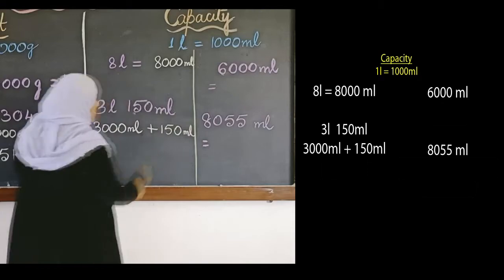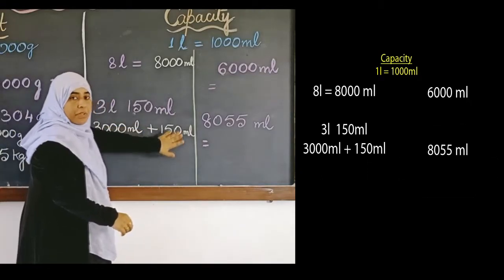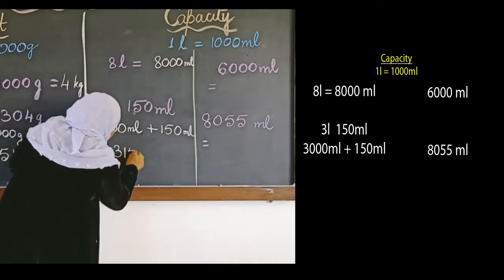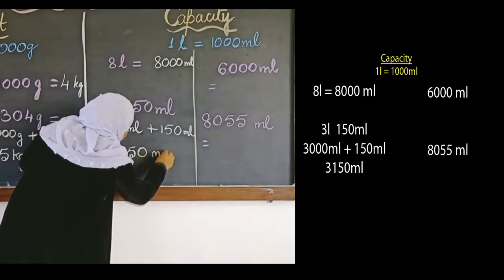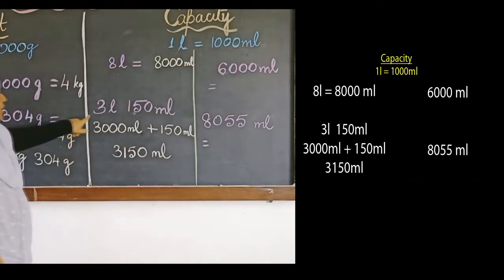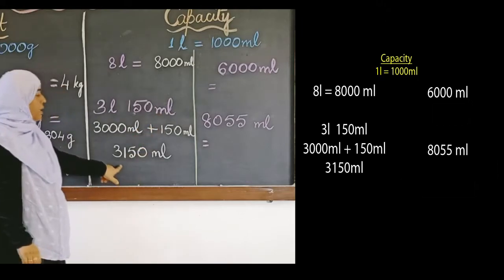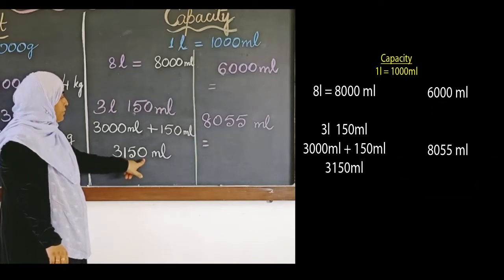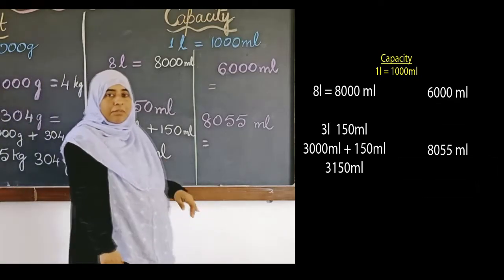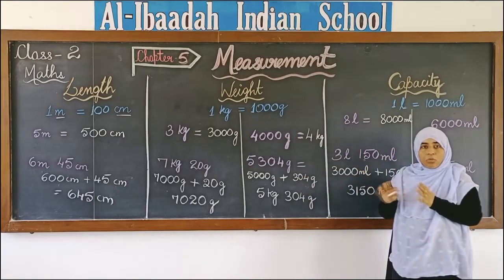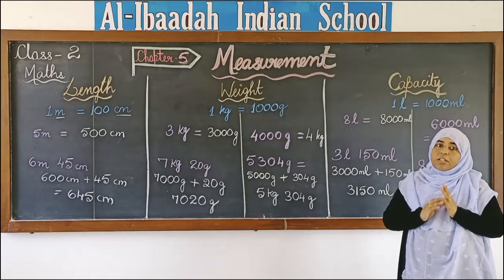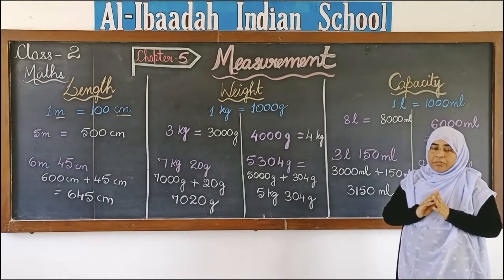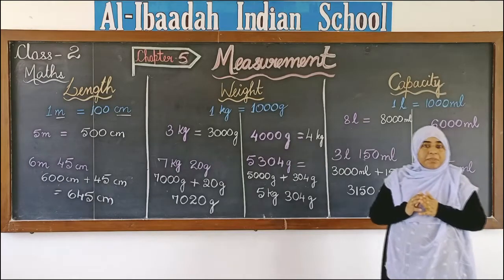Now both we will add. 3000 plus 150, both we will add and see in total what we get. So it will be 3150 milliliters. So 3 liters 150 milliliters, in all, if we have to convert it to milliliters, it will be 3150 milliliters. Conversion of weight and capacity is almost the same. Only the difference is with the units. Here it is kg and gram, here it is liter and milliliter. That is the only difference. Otherwise, the conversion steps are the same.